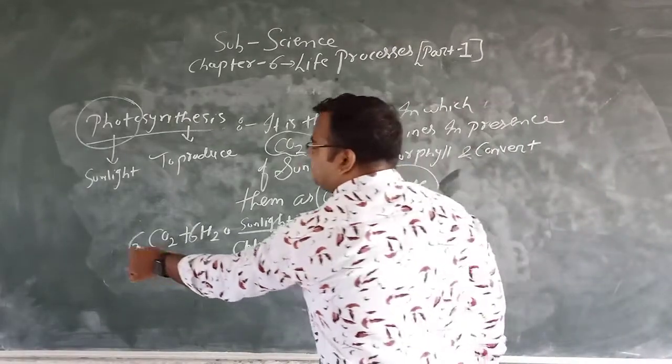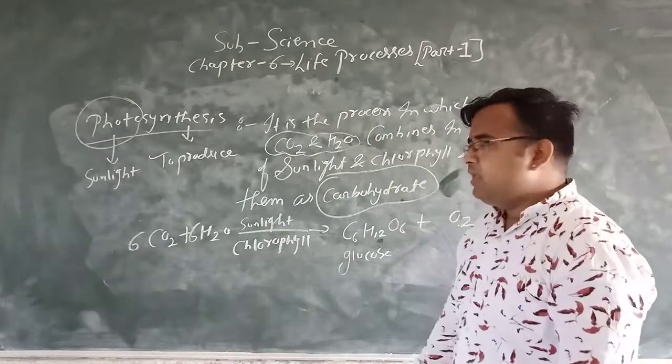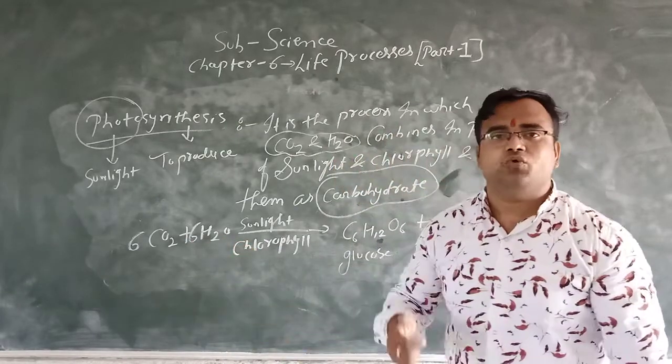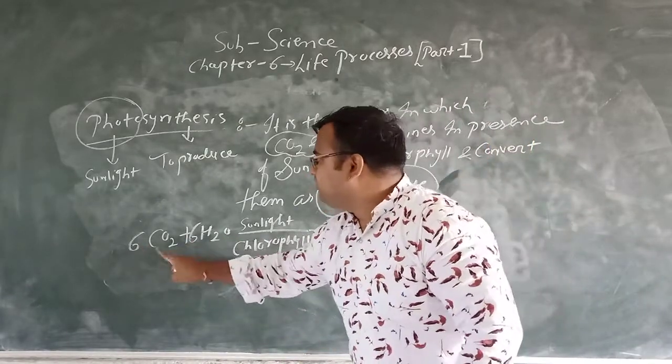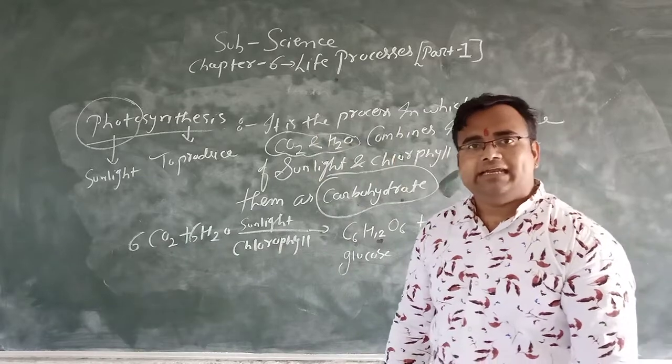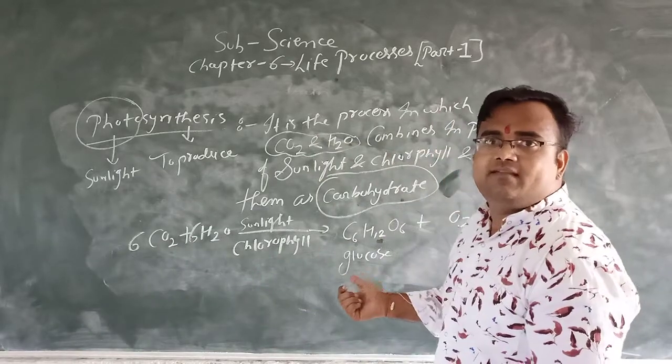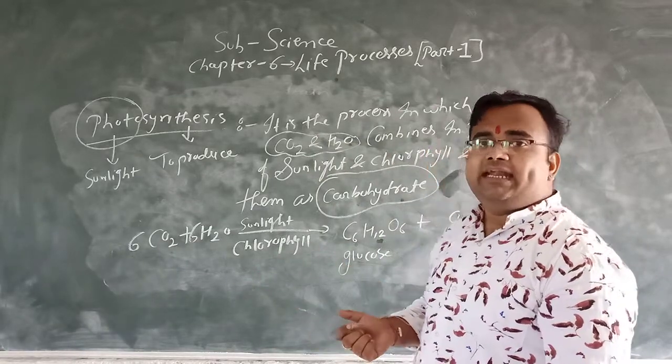Now see oxygen. 6 2s are 12 oxygen plus 6 oxygen. That is total 18 oxygen. So on the right hand side, the product should also contain 18 oxygen.